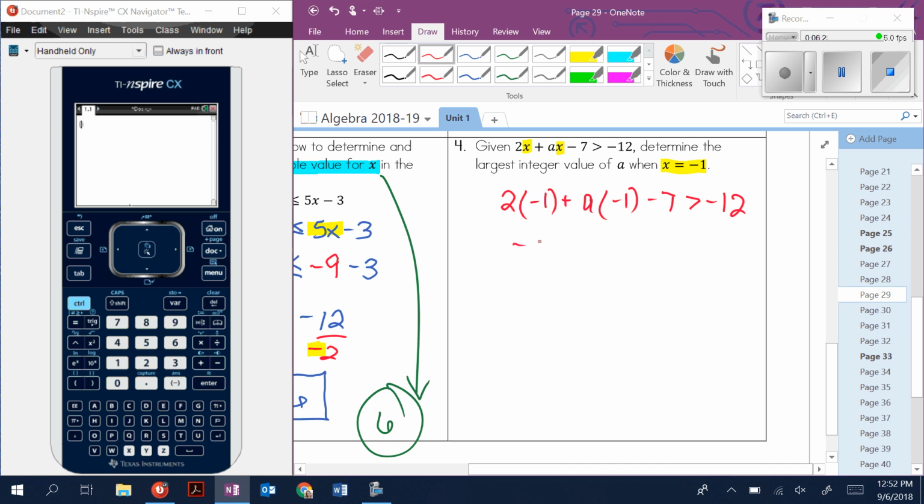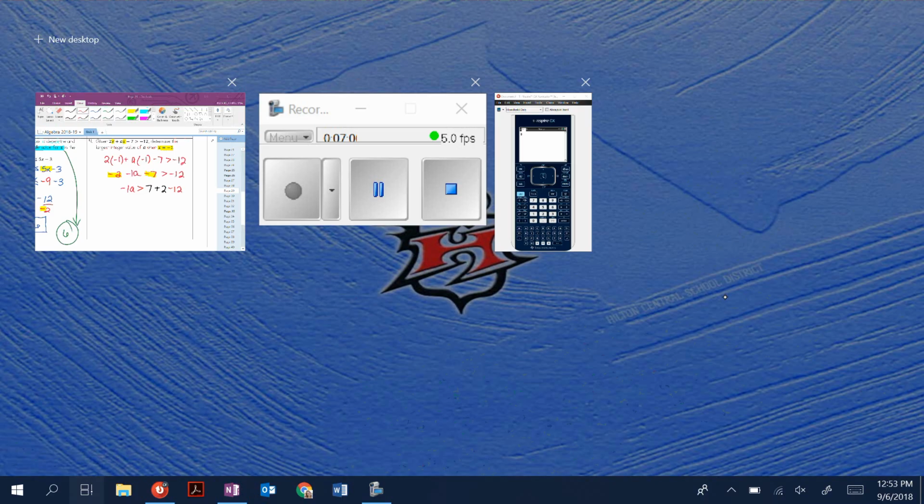So I'm going to multiply this through. Negative 2 minus a, or minus 1a, it doesn't matter to me, minus 7 is greater than negative 12. All right, I have a couple choices here. I could start sorting. I could group together like terms. I'm just going to start by sorting. So the negative 1a is my only variable, so that's going to be greater than, and my negative 2 and my negative 7 have to move to the other side and also switch signs. So that's going to be 7 plus 2, or 2 plus 7. Both of them become positive. And then that negative 12 just comes down along for the ride because it's on the right side.